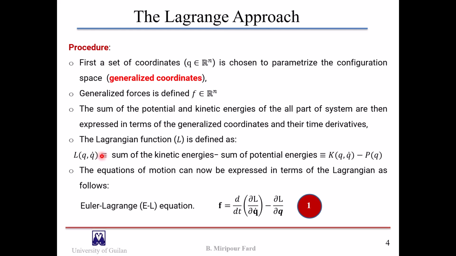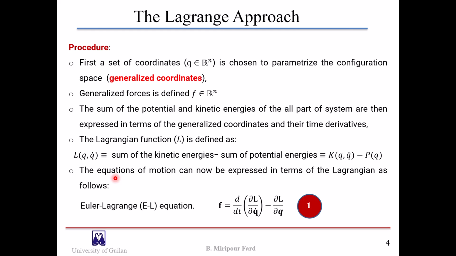The Lagrangian function is defined as the sum of the kinetic energies minus the sum of potential energies, and it is denoted by L. Lagrangian equals the sum of kinetic energies, which is denoted by K, minus the sum of the potential energies, which is indicated by P. All the letters are in uppercase.